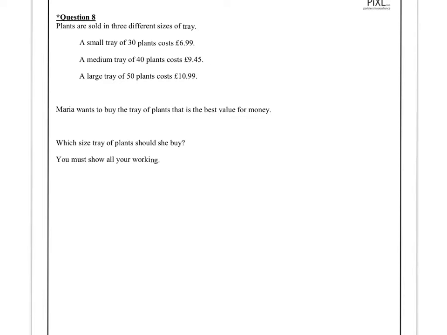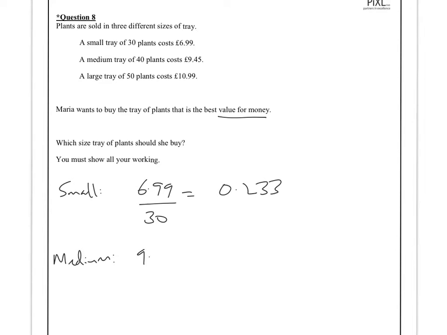So for these best value for money questions, we need to look at how much each plant costs. So if we're looking at small plants, it's $6.99 for them, and there are 30 of them. And if we work that out on our calculator, it is 0.233 pounds. So that's just over 23 pence. If we then look at medium, do the same calculation. I'm going to do this for all 3 of them, and then compare the figures and find which one's the cheapest. This one's slightly more expensive.